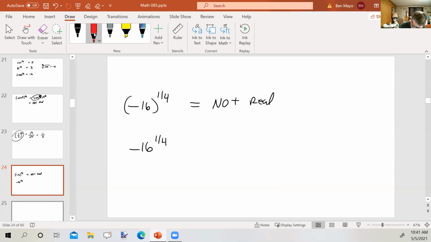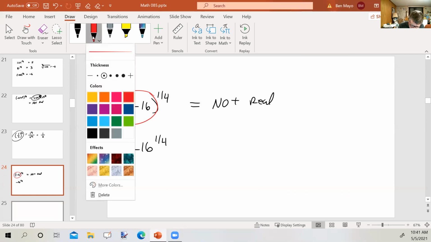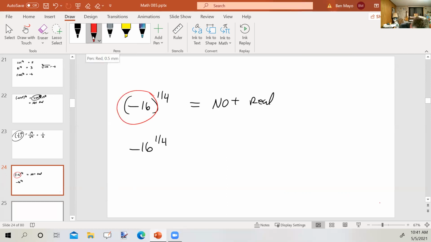Well, in the first example, the negative is part of the base. So here we're trying to take an even root of a negative number. But in the second example, the base is just the 16. If we want that negative as part of the base, we have to include it. So this would be negative because of that, and then the 4th root of 16, which is 2. So be careful, what is the base you're dealing with?